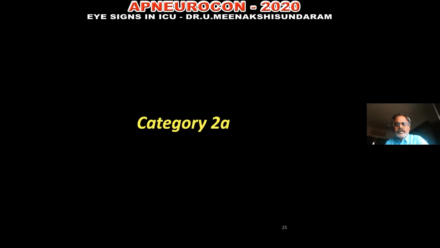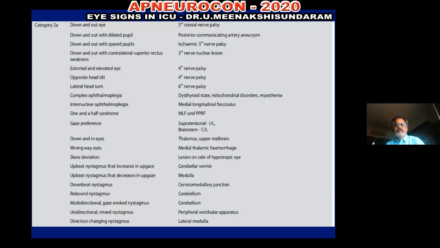We'll go on to category 2A. This is what I said. So here we're going to look at the eyes that are deviated: down and out eyes, down and in eyes, down and out with dilated pupil, down and out with spared pupils. So we talk about spared pupils and dilated pupil, the medical and the surgical causes, meaning diabetic. In diabetics, it is spared, and in aneurysmal bleeds, it is affected. So these are common points we say.